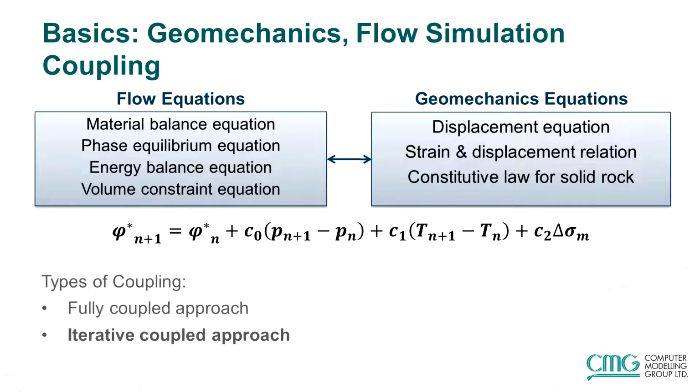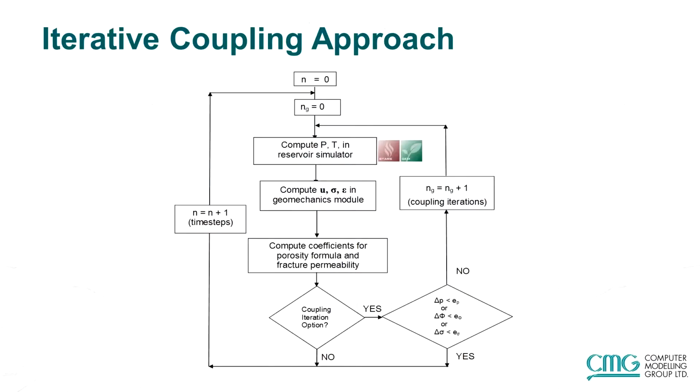There are basically two main types of coupling. You can couple in a fully coupled approach, in which we solve all the equations in one big Jacobian matrix. Or the second way is to do an iterative coupled approach, which is what we do in CMG. We found that the second approach was quicker and just as efficient as the fully coupled approach. The iterative coupling approach is shown on this flowchart.